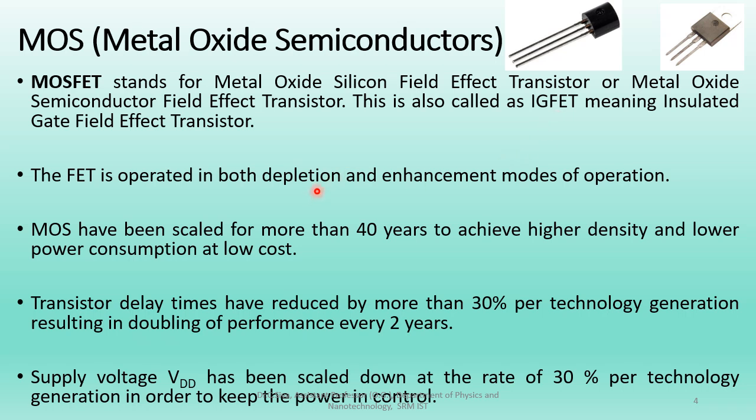For over 40 years, MOS devices have been scaled to increase density and reduce power. Every technology generation reduced delay by about 30% and doubled performance every 2 years. Again, I'm repeating: for over 40 years, metal oxide semiconductor devices have been scaled to increase density. Density keeps increasing, and power consumption keeps decreasing.